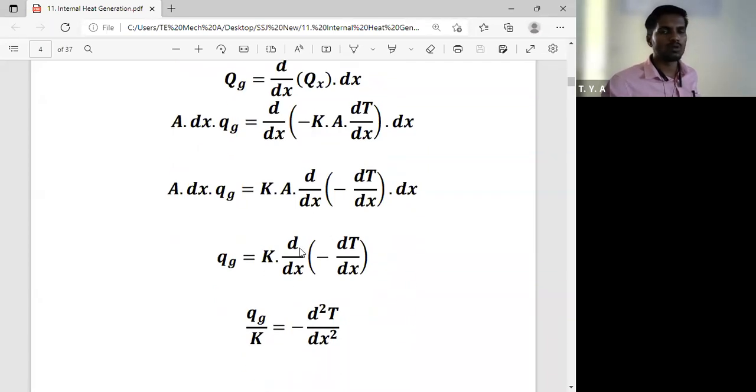Okay, so how to take the derivative of derivative? So what is the equation for the derivative of derivative? Derivative square. Okay, so in that form write down the equation. qg by k is equal to minus d square T upon dx square. Derivative घेतलं तर derivative चा square होणार आहे. So it is nothing but minus d square T upon dx square.